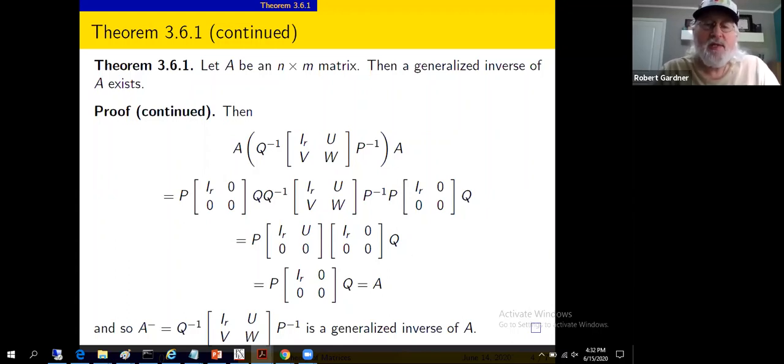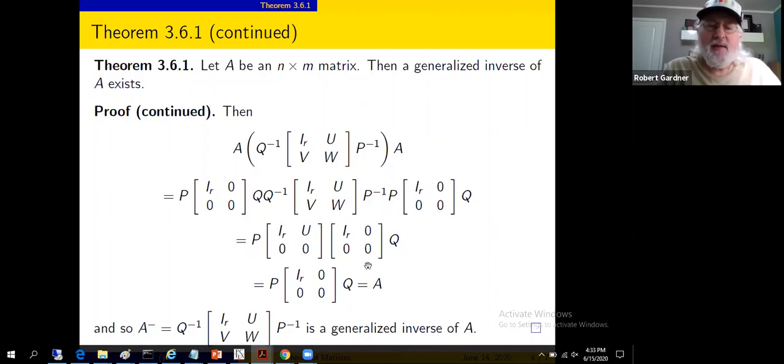Let's do our row times column stuff. First row, first column gives us an identity matrix. All the others produce zeros because of the locations of the zeros. So we get an identity matrix here and zeros here, a P out front, a Q at the end, but that's how we wrote A by Theorem 3.3.9. So indeed, this is a generalized inverse, and U, V, and W, if there's room for them, can be anything.